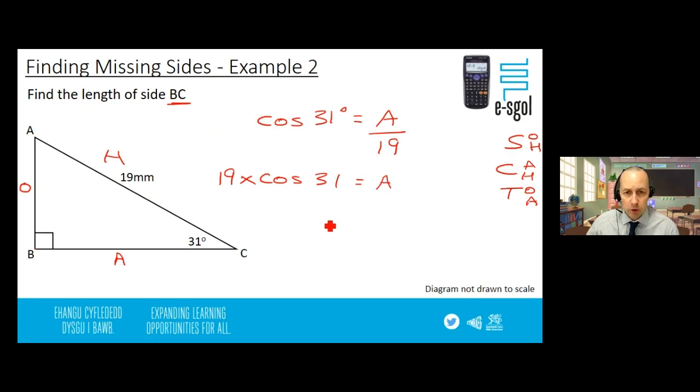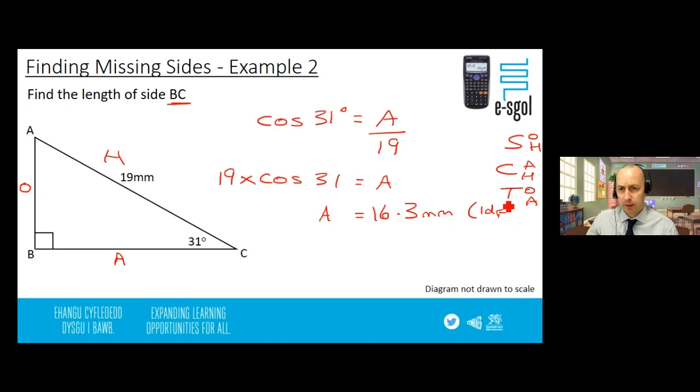I'm going to put the A over here. I'm cheating a little bit. I'm going to put the A over here equals the answer. And whatever the answer is, when I type all that into the calculator, that comes up as 16.3 millimeters. And of course, I've rounded that to 1 decimal place.